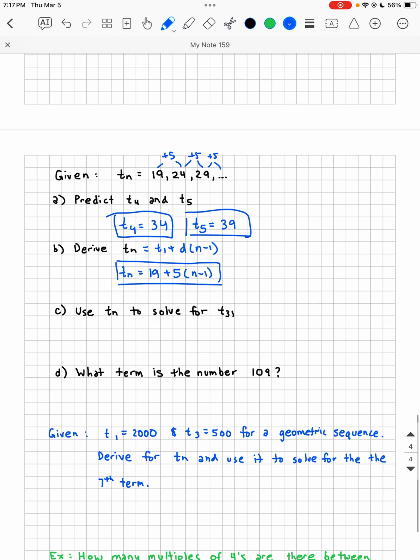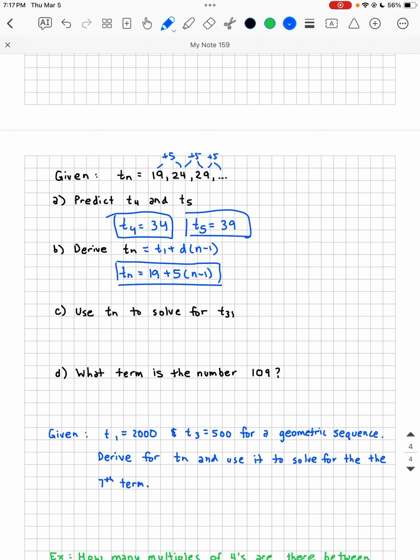Use t of n to solve for the 31st term. That's what t of 31 means. So we replace n with 31 in the equation and solve for t of 31. t of 31 is equal to 19 plus 5 multiplied by 31 minus 1. Hopefully we can do this without a calculator. That's 19 plus 5 multiplied by 30, which is 19 plus 5 times 30. That's a total of 150, so the answer is 169. That's your 31st term.